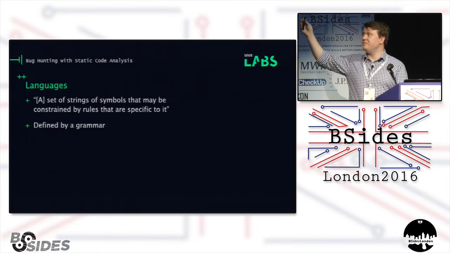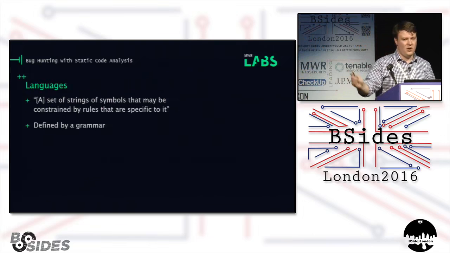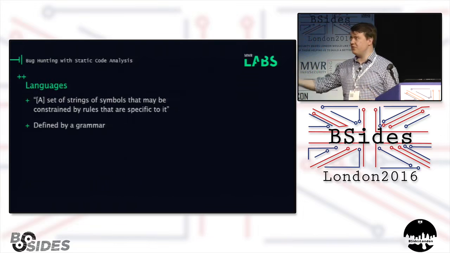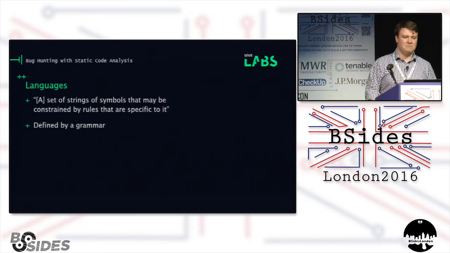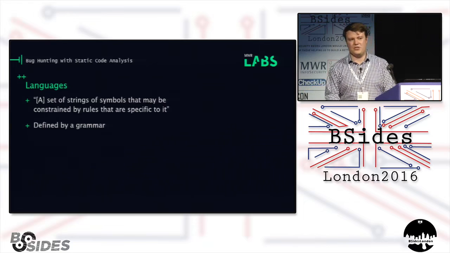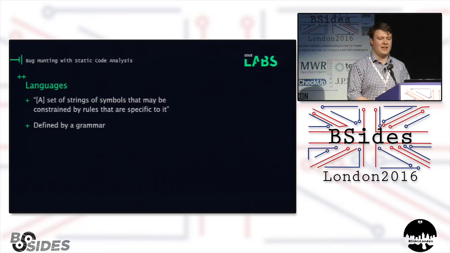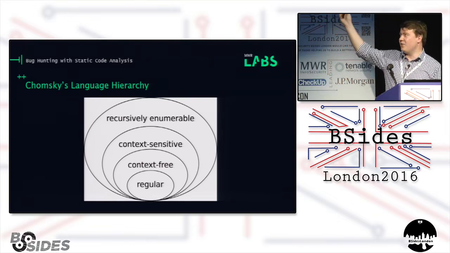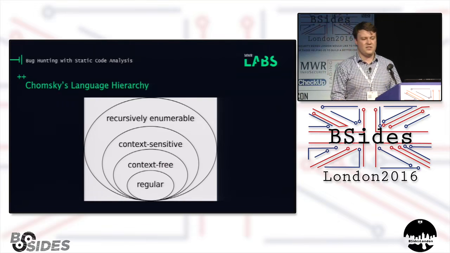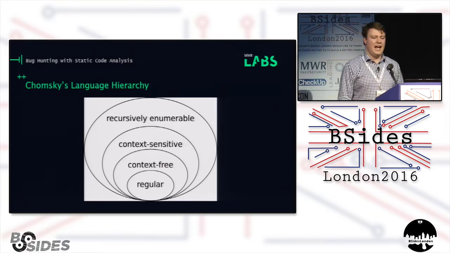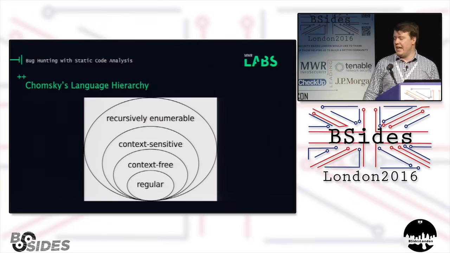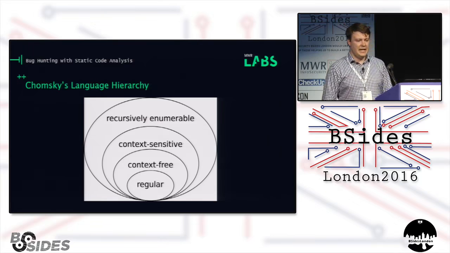So what is a language? It's a set of strings of symbols of some description that are constrained by a set of rules. Rules are usually defined by a grammar. So this can be said for human languages, just the same as it can be said for programming languages. And a bloke called Noam Chomsky, who some of you will probably have heard of, came up with a hierarchy of the different kind of constraints that apply to different types of languages. So we're mainly going to be focusing on the bottom 2, regular and context-free. That's where most programming languages fall into.